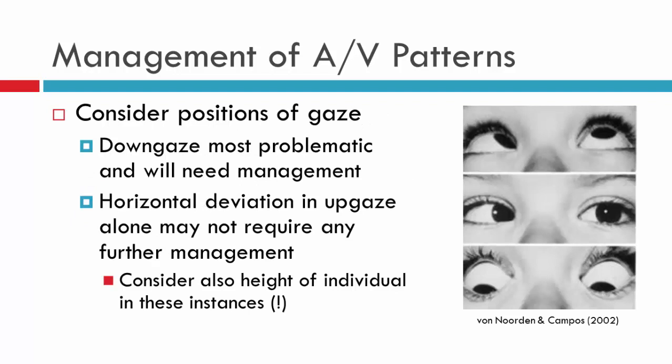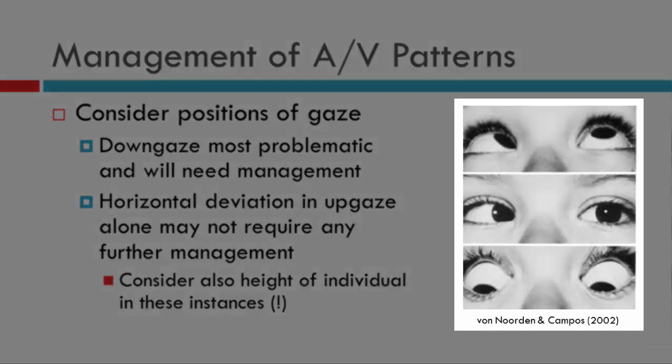Now, when considering the management of AV patterns, the other thing we need to take into account is where is the most problematic position of gaze. So if we look at the child over to the right here as an example, we can see that in prime position the patient has an esotropia in primary, patient has an esotropia in up gaze, and in down gaze there is relative alignment. So in this particular instance, the positions that are most problematic are primary and up gaze.